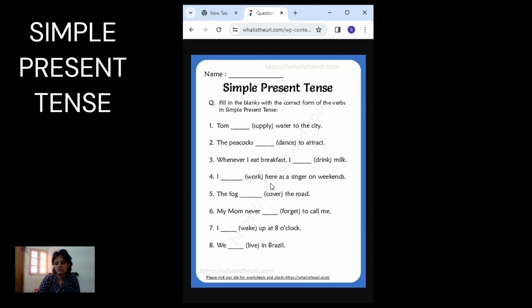And fourth one, I dash work here as a singer on weekends. This is also like I, myself. I am saying this word. If the person is describing this word, then he should write it the same way: I work here as a singer on weekends.